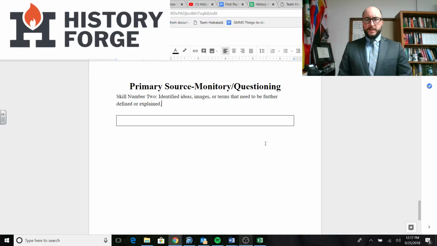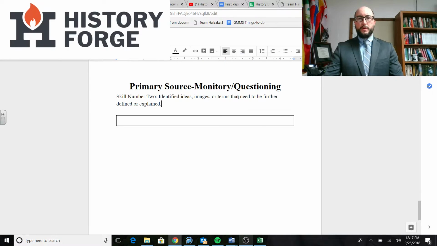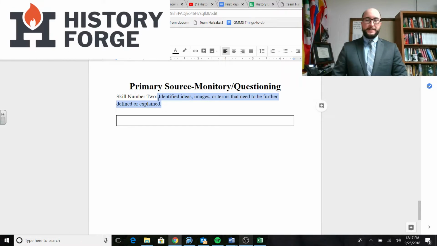And we're going to focus on the sub-skill number 2 under primary source monitoring and questioning. So it is identified ideas, images, or terms that need to be further defined or explained. So I'm highlighting it right there. You should be able to see it. Yes, perfect. This is actually a pretty easy one. Really, all you have to do is identify things that you don't know yourself and need to define. And then a big part of the skill is actually setting out and defining that thing.